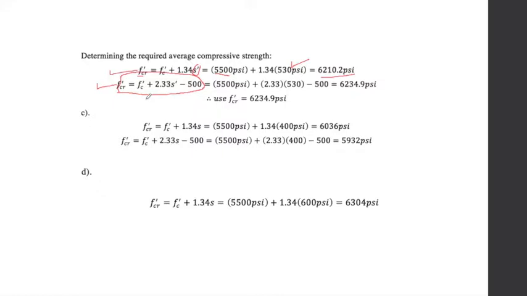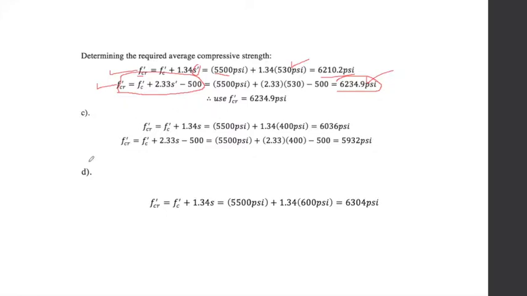The second formula is given as follows: f sub CR prime equals f sub C prime plus 2.33 times the modified standard deviation S prime minus 500. We substitute into the equation, and we get this value, 6,234.9 psi. So we have used two equations, and we will choose our solution based on the largest value, which is 6,234.9 psi, and that would be our required average compressive strength.